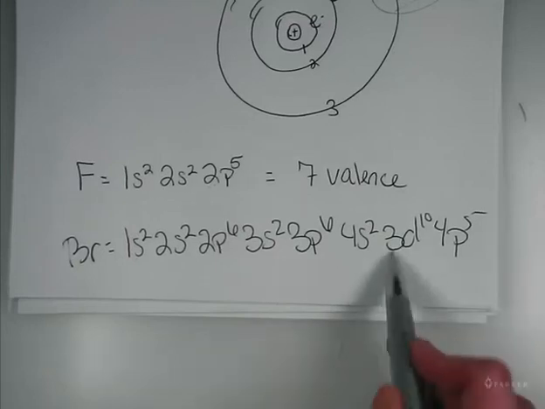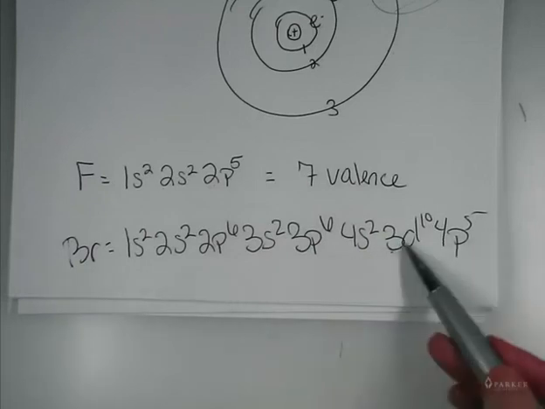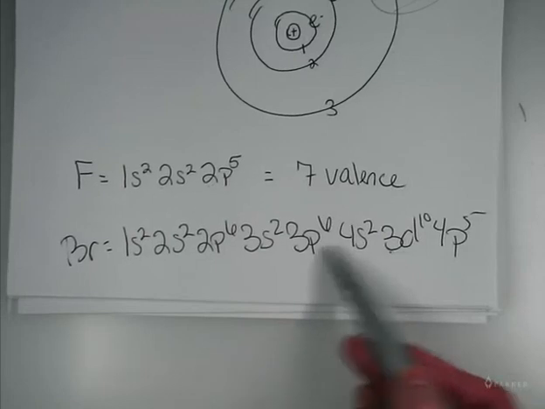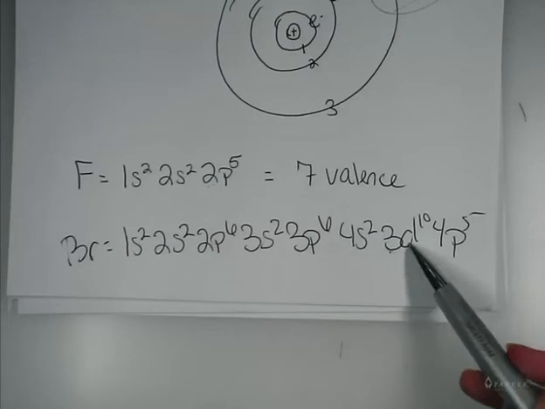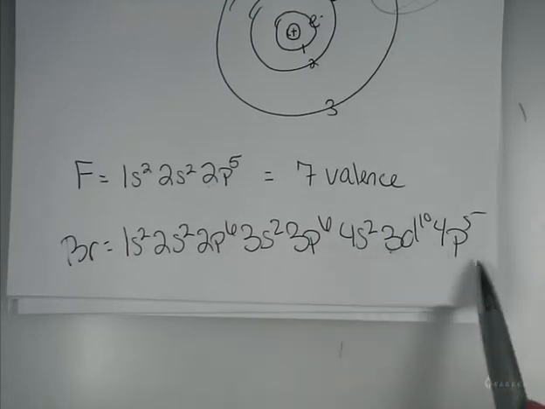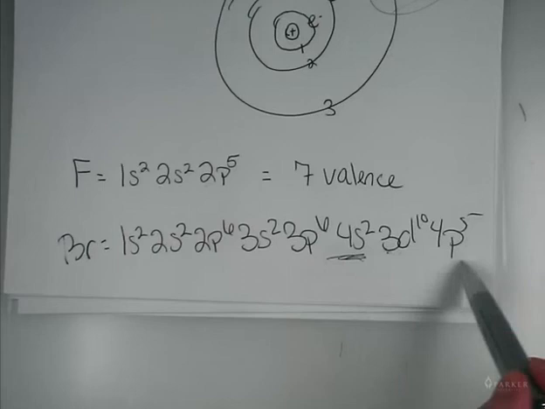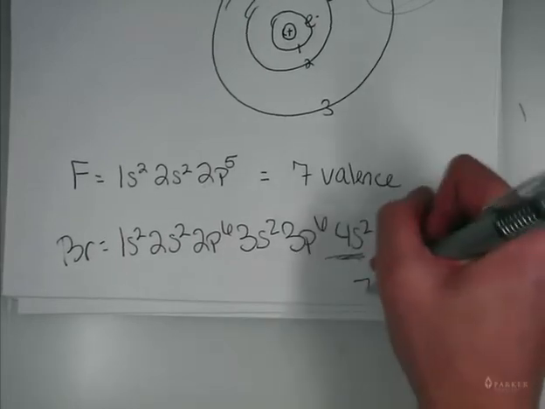And it's always one less than what you think it is. That's just how they fill. The d electrons, you would think they would be right here, but the 4s electrons, energy-wise, are actually a lower energy than the 3d. Okay, so then how many valence electrons here? What's our outer level? 4, so if we count all the 4 electrons we have here and here, so a total of 7.